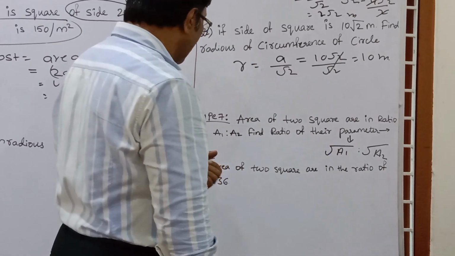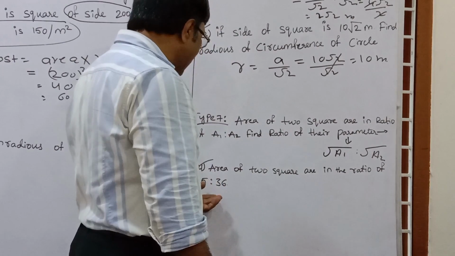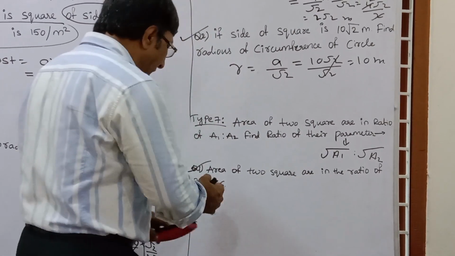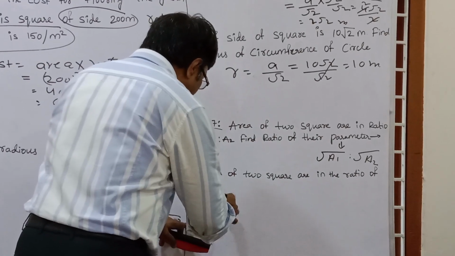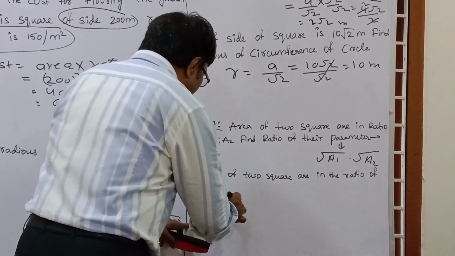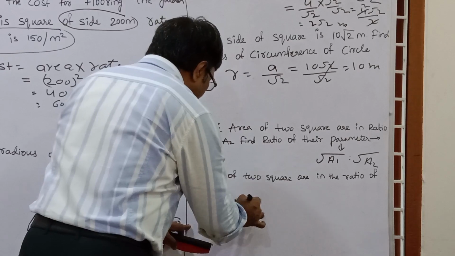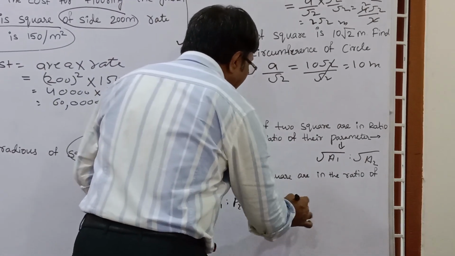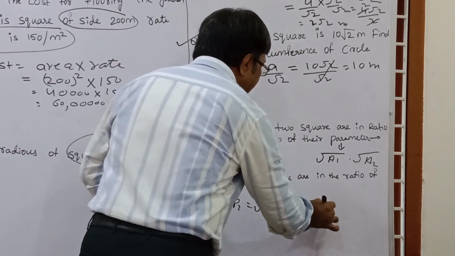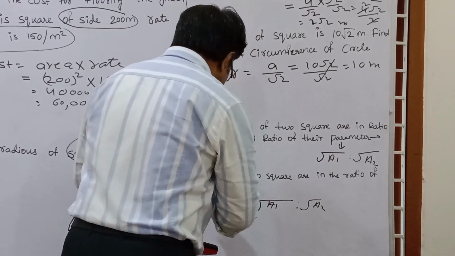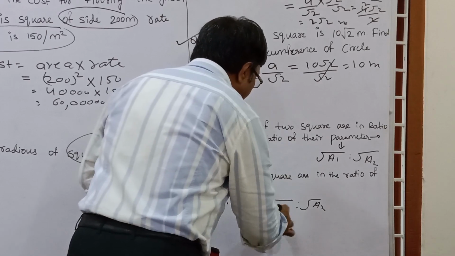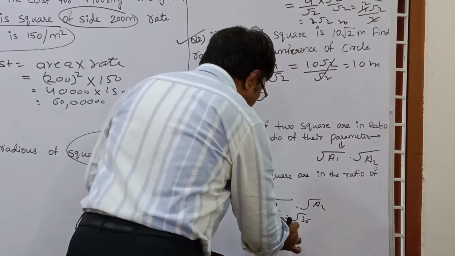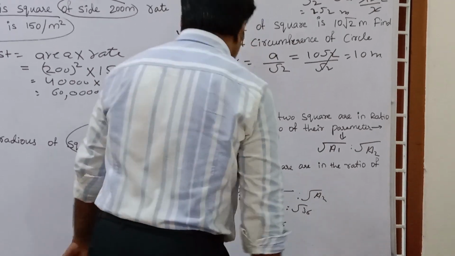So if you know the technique, the perimeter ratio is the square root of the area ratio. So you can write this answer in a very easy way: perimeter 1 to perimeter 2 equals the square root of area 1 to the square root of area 2. Here area 1 is 25 and area 2 is 36. So the correct answer is 5:6. So this is the right answer.